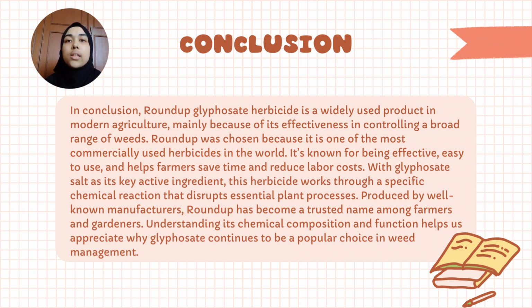With glyphosate salt as its key active ingredient, this herbicide works through a specific chemical reaction that disrupts essential plant processes. Produced by well-known manufacturers, Roundup has become a trusted name among farmers and gardeners. Understanding its chemical composition and function helps us appreciate why glyphosate continues to be a popular choice in weed management.